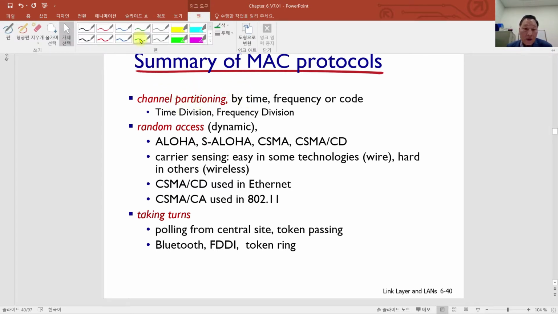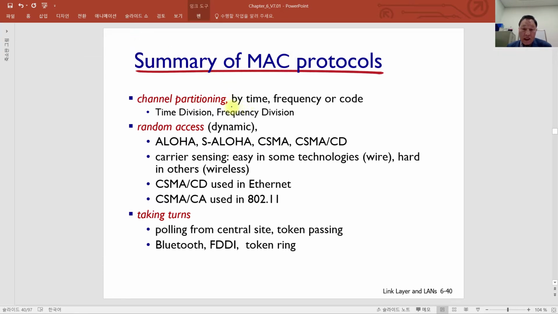Let's move on. Okay, this one is summarizing the previous MAC protocols. We learned about channel partitioning by time, by frequency, or by code. This one is called TDMA, multiplexing based on time division. This one is called FDMA. This one is code division multiplexing. Time division, frequency division, and code division.